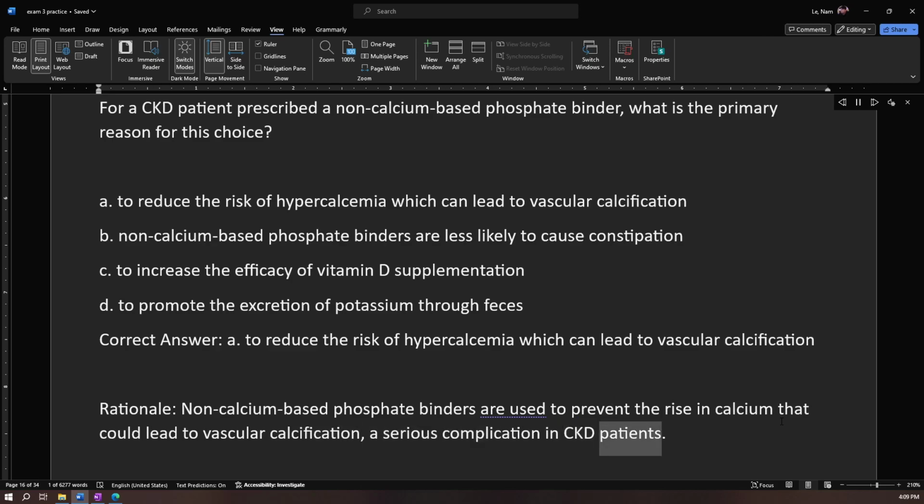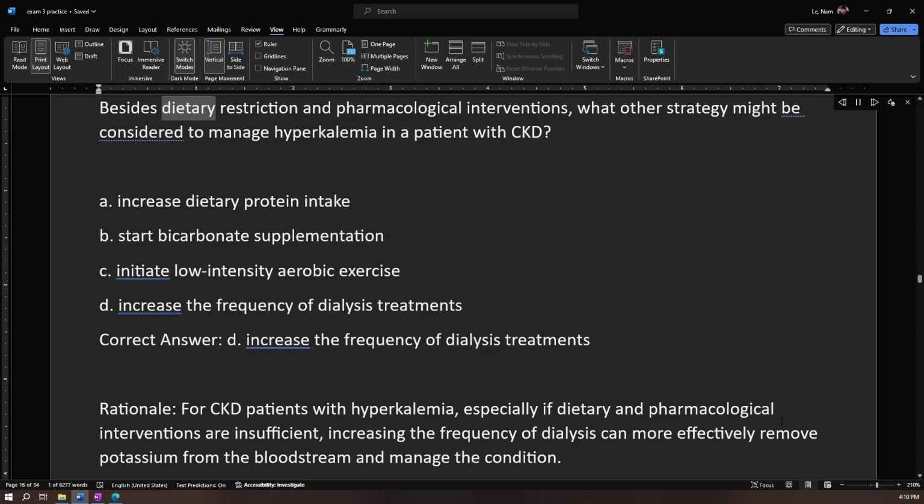Besides dietary restriction and pharmacological interventions, what other strategy might be considered to manage hyperkalemia in a patient with CKD? A. Increase dietary protein intake. B. Start bicarbonate supplementation. C. Initiate low-intensity aerobic exercise. D. Increase the frequency of dialysis treatments. Correct answer: D. Increase the frequency of dialysis treatments.